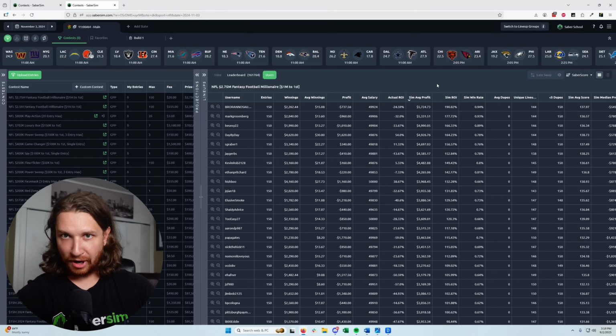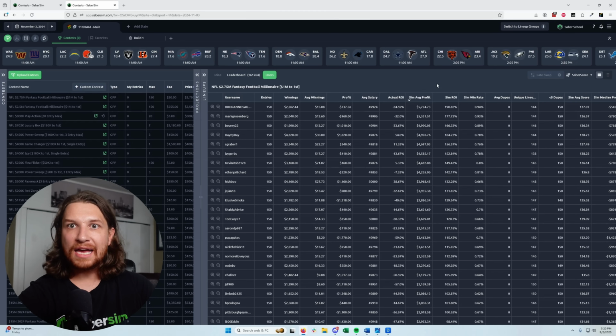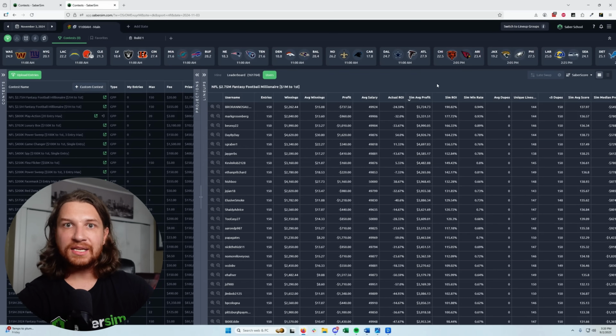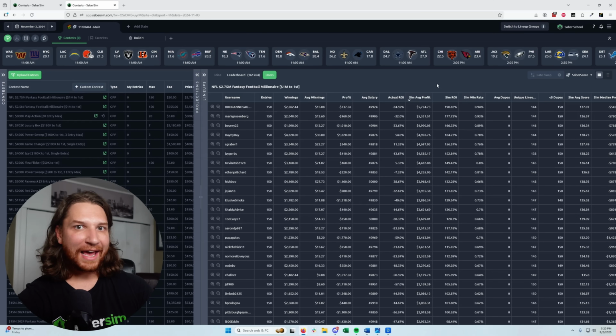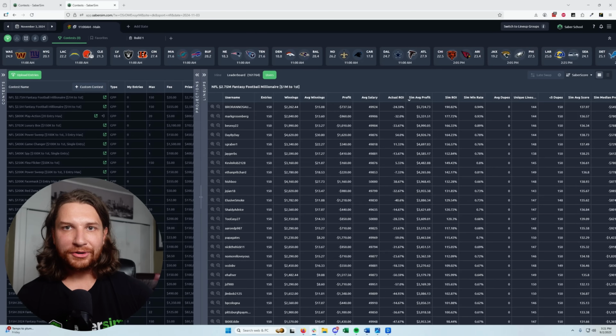But here's the problem. Knowing about EV is one thing. Actually measuring it is impossible to do on your own. You can't calculate the true expected value of your lineups because you'd need to simulate how thousands of different game scripts play out, how your opponents build, and how contests actually unfold. This is exactly why we created the Saber system. It's not just another tool. It is a complete framework for building your own repeatable plus EV process.